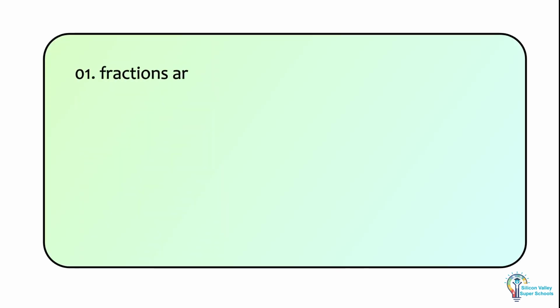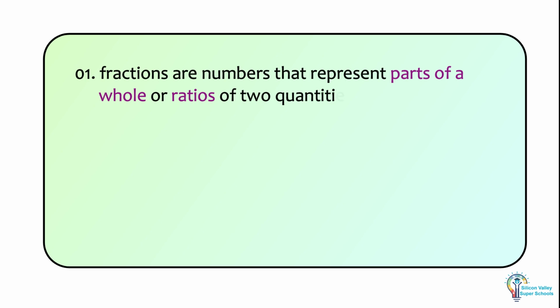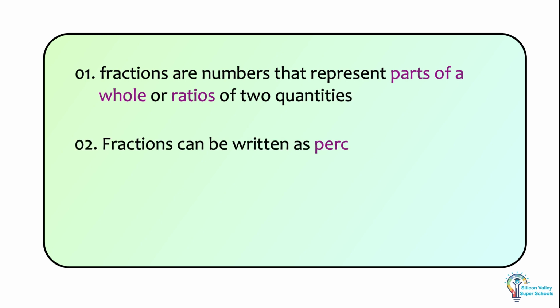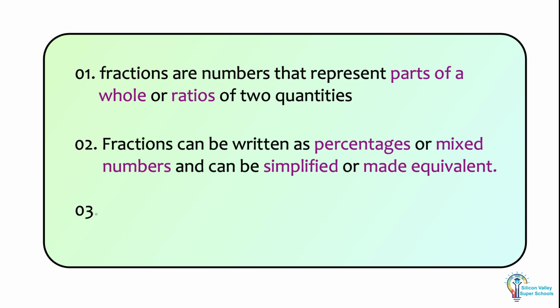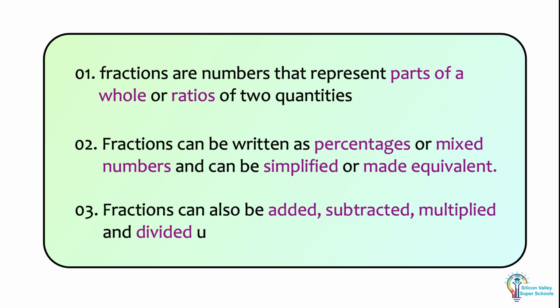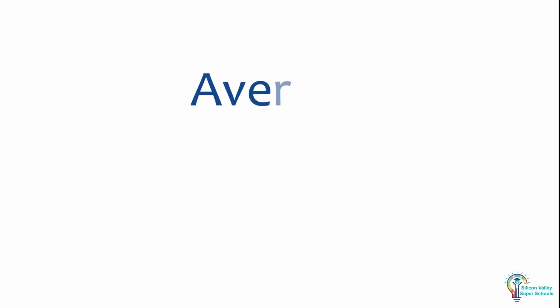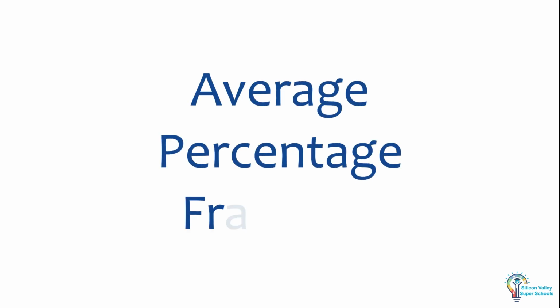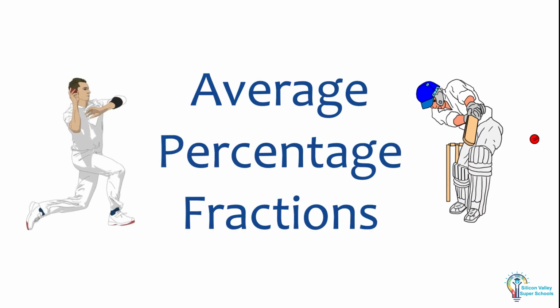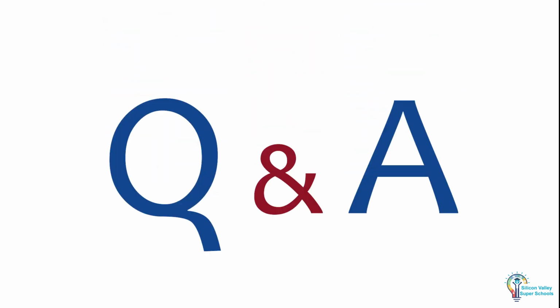So we have learned that fractions are numbers that represent parts of a whole or ratios of two quantities. Fractions can be written as percentages or mixed numbers and can be simplified or made equivalent. Fractions can also be added, subtracted, multiplied, and divided using some rules and methods. This concludes our first video on math with cricket. I hope you enjoyed learning about average, percentage, and fractions using cricket scenarios. In our next video, we will see some questions and answers.